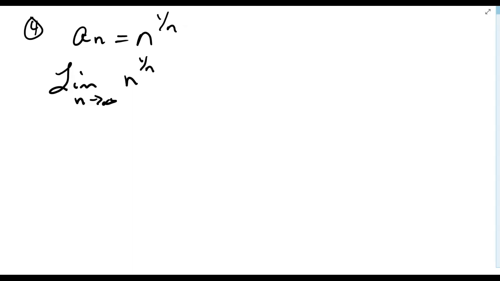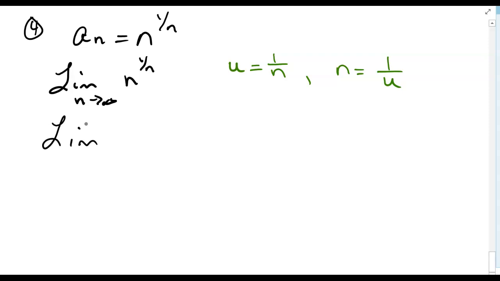I don't like n to the 1 over n. So I'm going to do essentially a u sub, which you've worked with in integration. All I'm going to do is sub out and say, well, I'm going to let u equal 1 over n. Well, that means n equals 1 over u. And in doing that, my limit simply becomes, as long as I go back before I'm done and remember I did this, right?